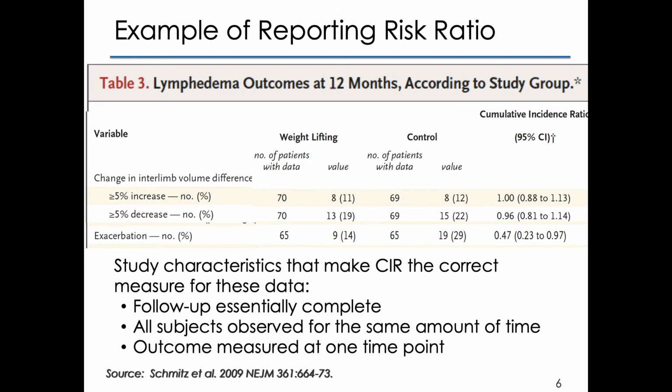And then the outcomes were really measured at one time point. There was a final study visit, and that's when that arm volume difference compared to baseline was measured. So it's not as though you could have had some kind of Kaplan-Meier curve or time to failure, because the outcome wasn't the way the study was designed. The outcome was not going to happen at different time points along the way. It was just one end of study measurement. So this is a randomized trial that is using a cumulative incidence ratio as its main measure of association.